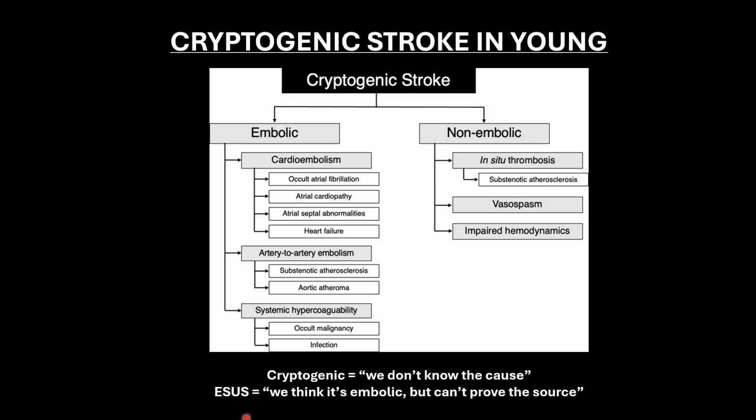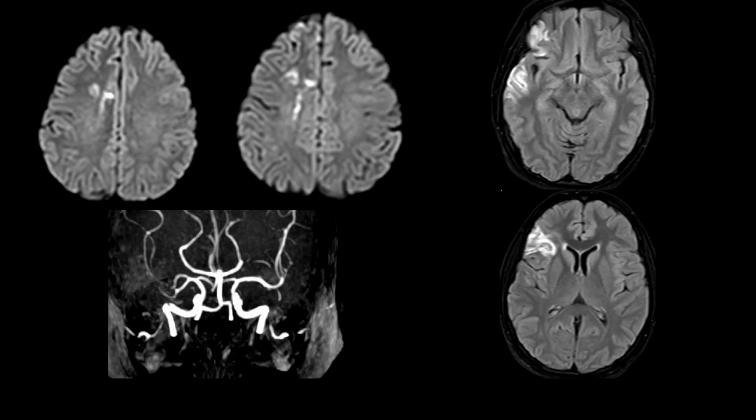There is a terminology called ESUS, which is embolic stroke of undetermined source. The difference between cryptogenic and ESUS: in cryptogenic, the cause is not known, whereas ESUS, though the cause is not known, is a subset of cryptogenic stroke in which it is more likely to be embolic in origin.